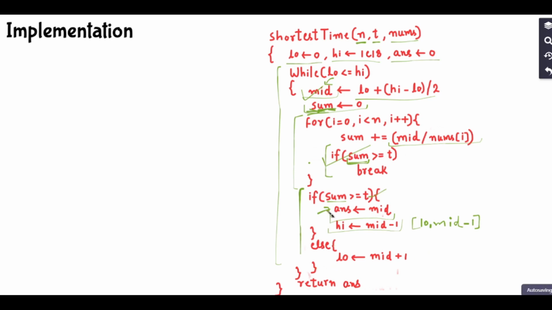Otherwise, if this is not the case, I can't make my T products in this much time, then reinitialize the boundaries to mid plus 1 to high. Fine, because I will find my first time where I can create these T products in this range. So this is usual binary search. I hope you are familiar with this strategy. Till now you don't have to think much about it. Okay, so at the end of this function I return the answer. Very easy. If you have followed this playlist, you must be able to solve this problem very easily.